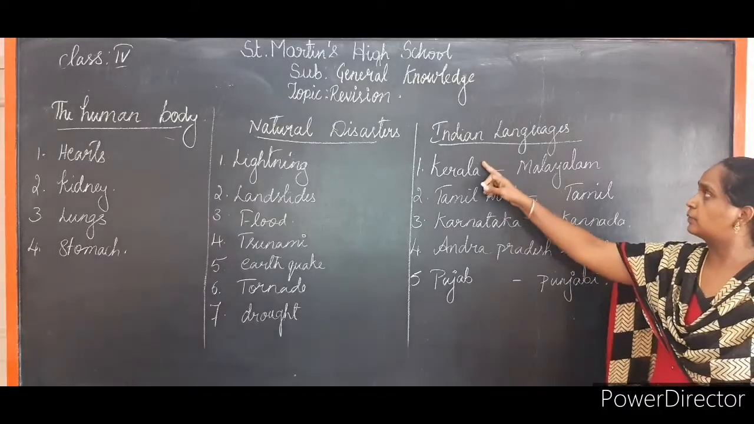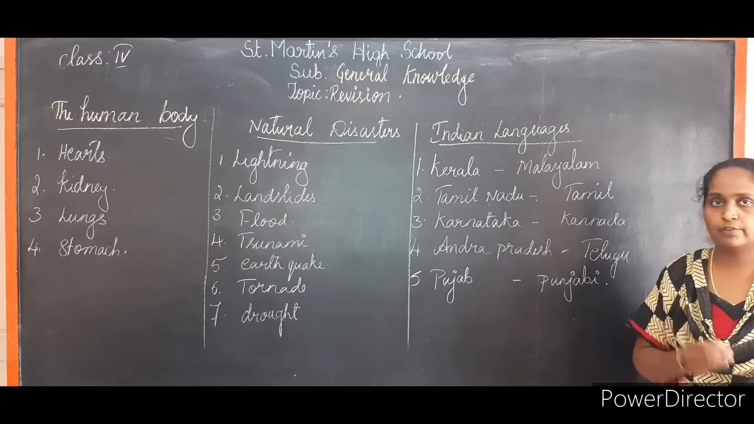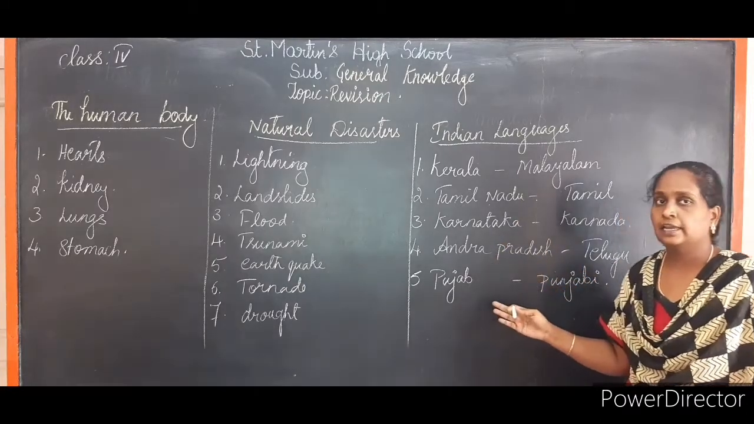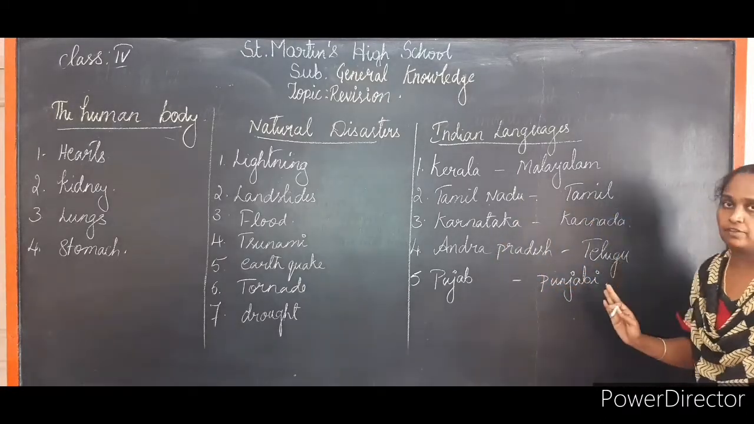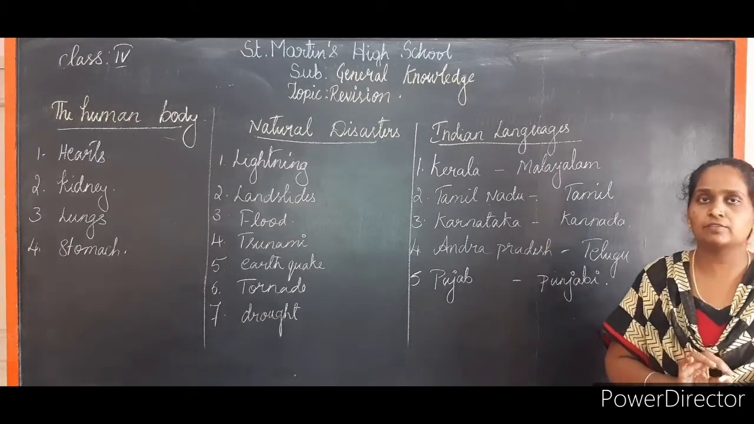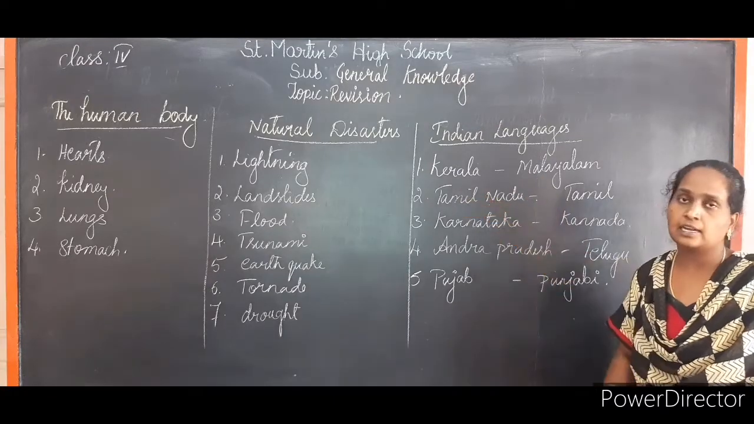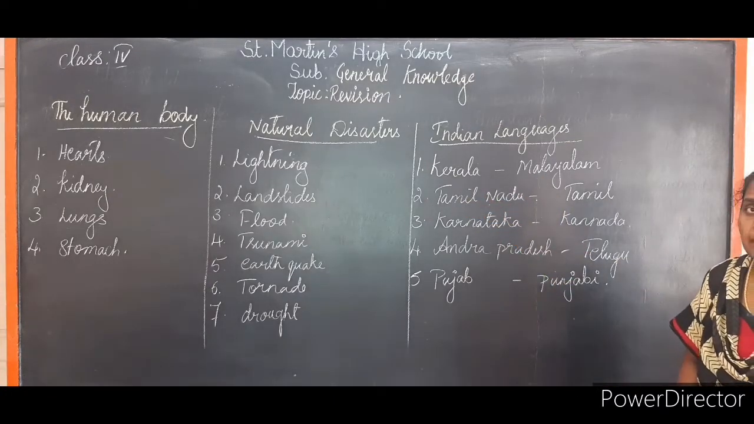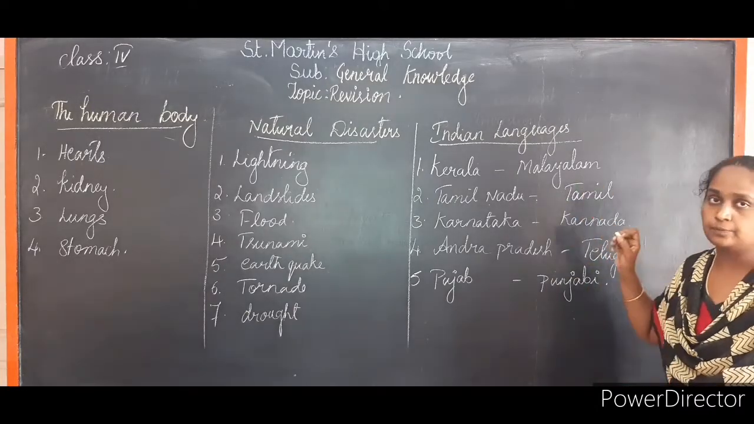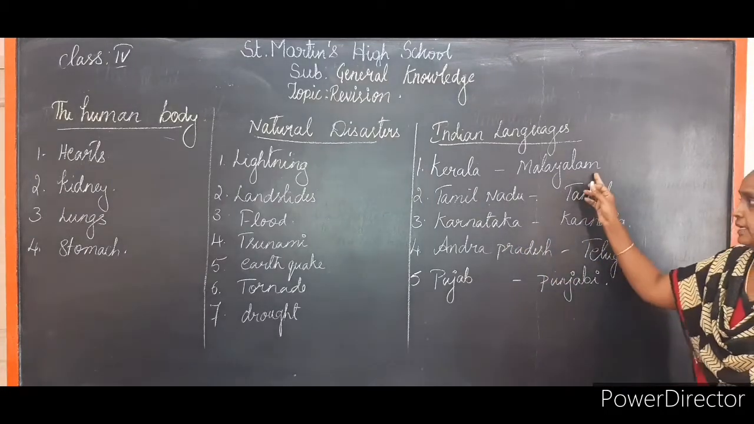Children, the next topic is about the Indian languages. In India, we speak different languages. Here, children, are some of the states and the main languages that are spoken in these states. Okay, Kerala. In Kerala, the main language spoken by the people is Malayalam.